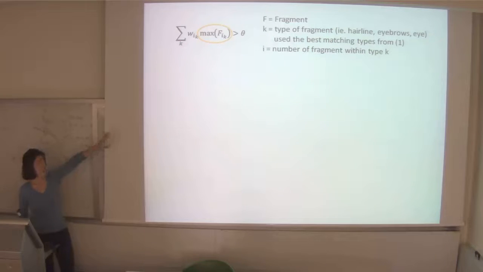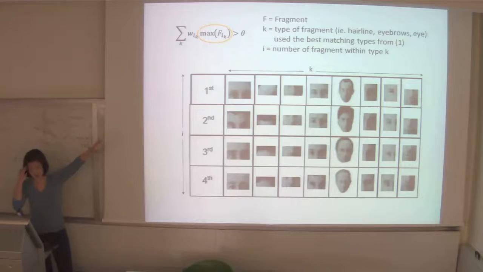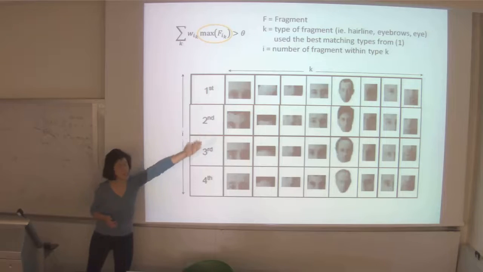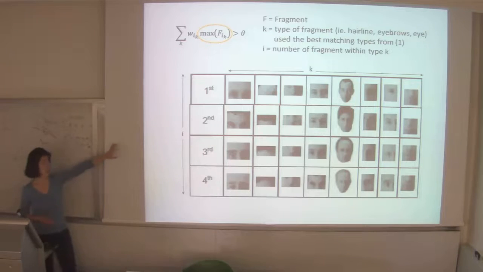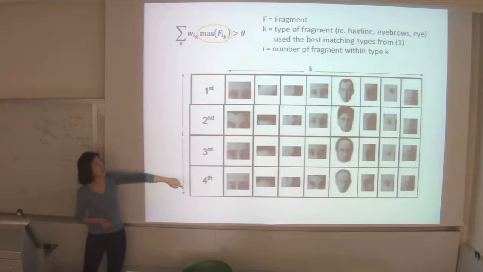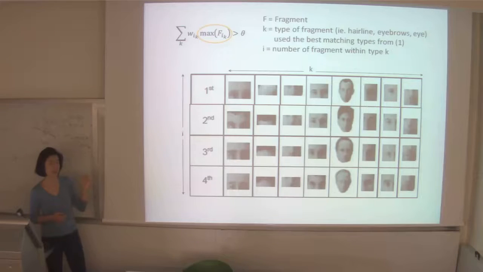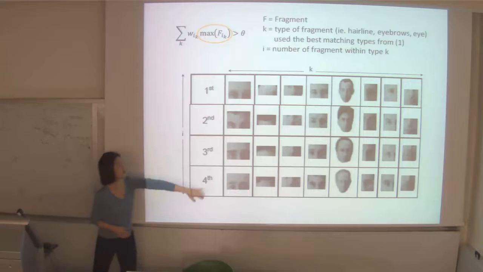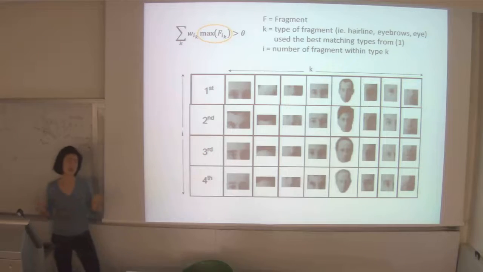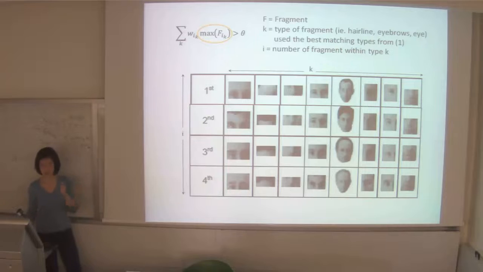So what is max F? F is the fragment. K is the type of fragment, so K is the columns here. I is the number of the fragment within each type K. Within each column, they chose the best representative image that matches the novel fragment that you're looking at. That's the max function. Basically, within the column, they choose the one that has the maximum response to the image they're comparing to.